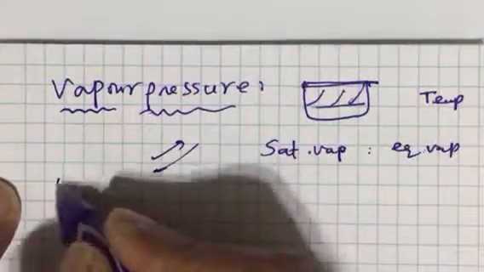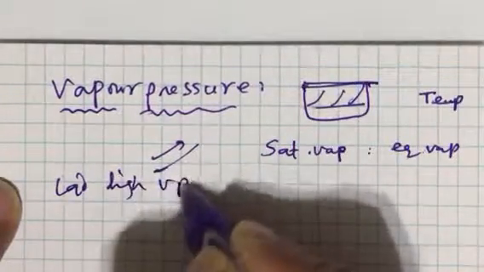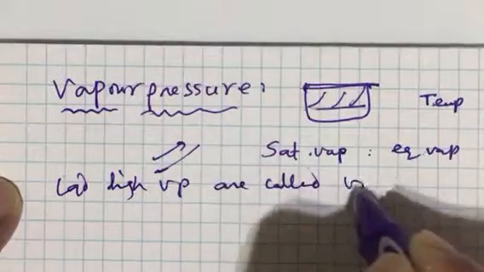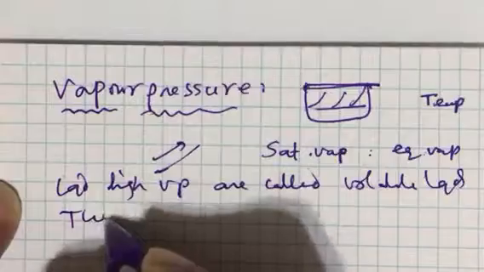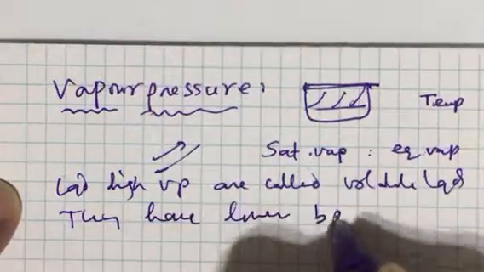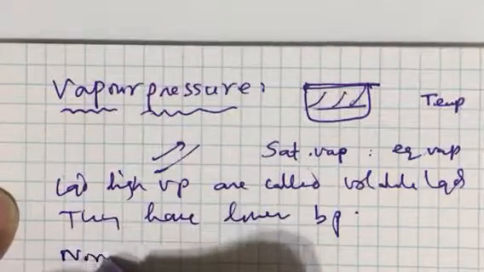Now, liquids which exert higher vapor pressures are called volatile liquids, and they have lower boiling points. Now, what do we mean by normal boiling point?